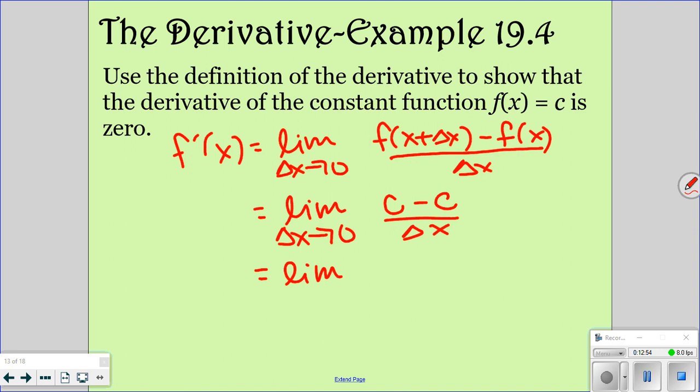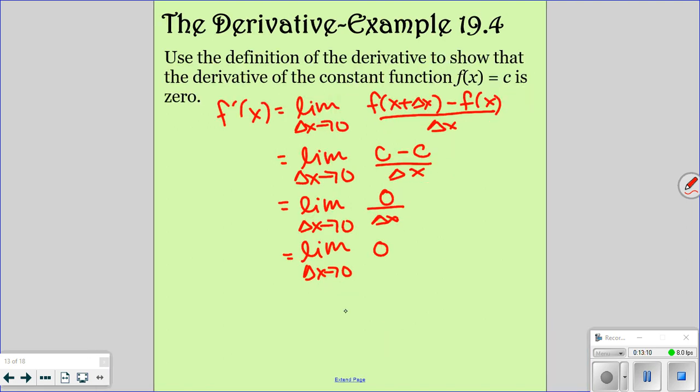Well, from here, you end up with 0 over delta x. Well, 0 over delta x is just 0. So the limit as delta x goes to 0 of 0, you can't plug delta x in because there isn't one. We're just left with 0. And so that's how you would show that the derivative of some constant number is just 0. So the derivative of 4 is 0, the derivative of 10 is 0, the derivative of 1,000,000 is 0.